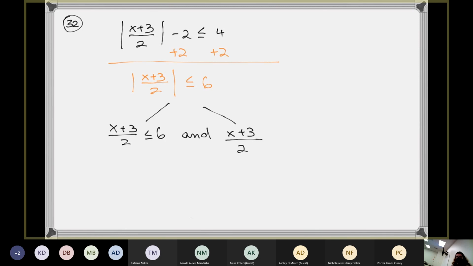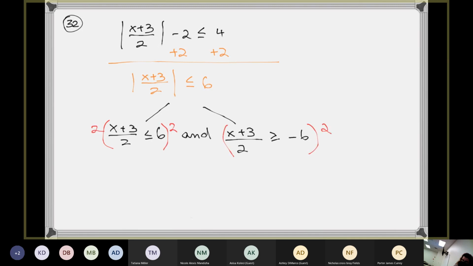People online, what do we have here? What do we need? We switch the sign. That makes it greater than or equal to -6. So greater than or equal to. And now is the time where we go ahead and multiply everything by 2.